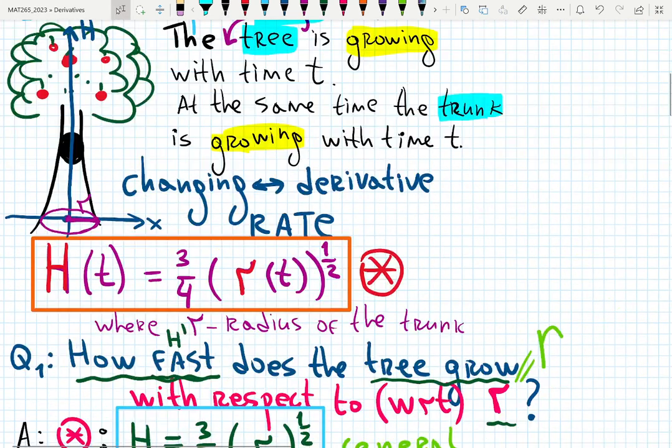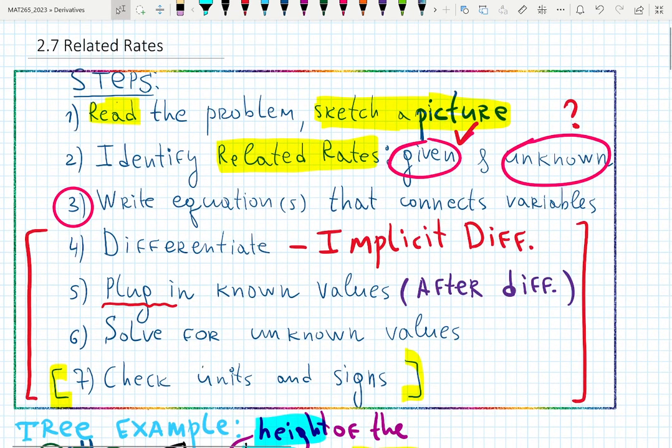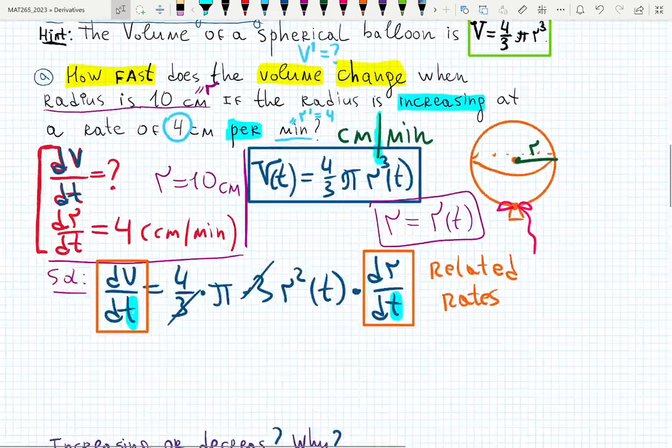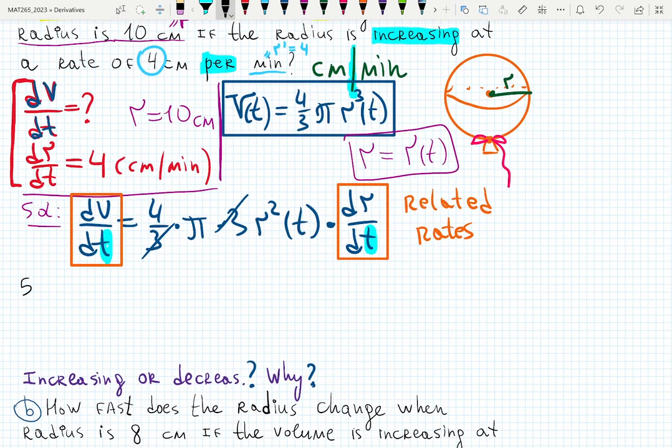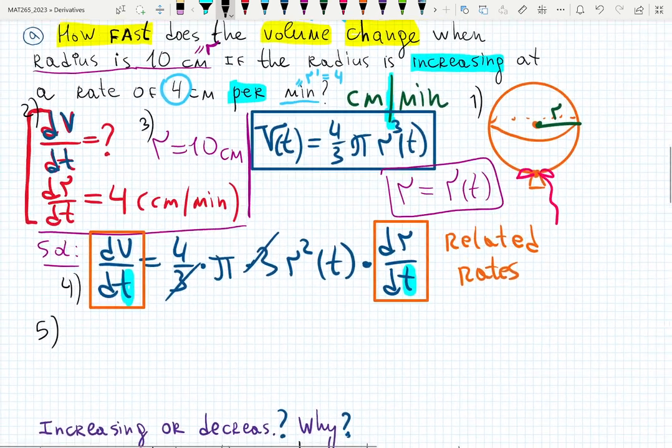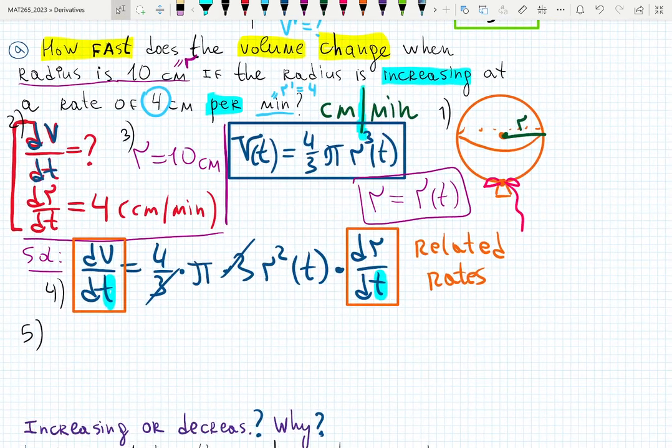So let me go back to the steps. Step 1, read the problem, sketch the picture. Done. That was a sphere. Related rates, done. We figure out the R and dR. Equation, that's the volume. Done. Differentiate everything using implicit differentiation. Done. So that's already step 5, plug in the numbers. Step 1 is a picture. Step 2 are rates. And step 3, R was given. You don't have to follow the steps; they're not important to me. It just organizes the thought, I think. But I'm not requiring you to follow the steps.